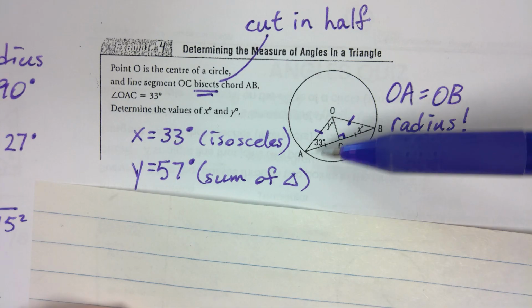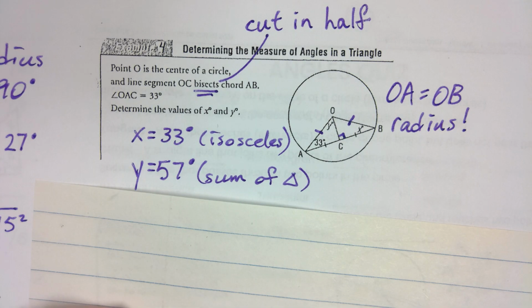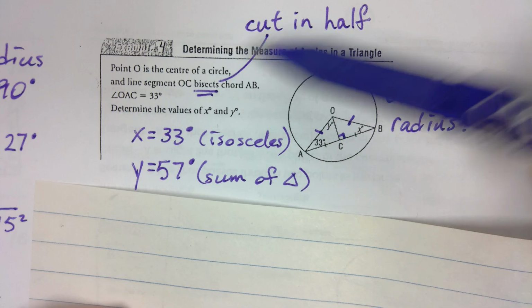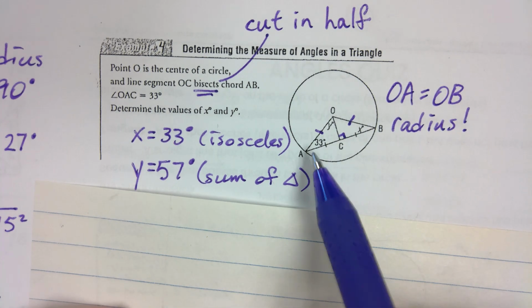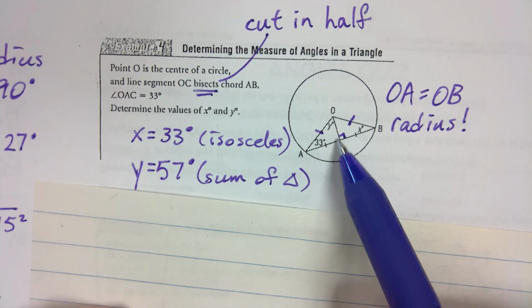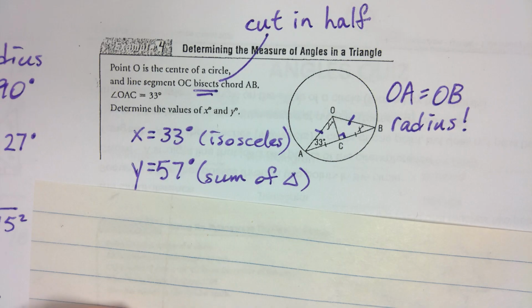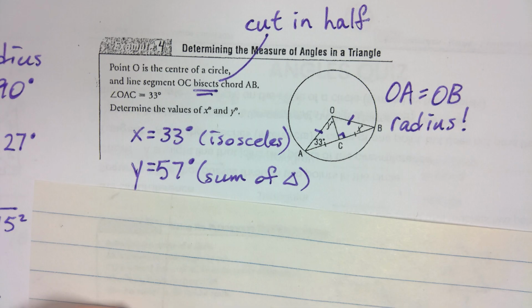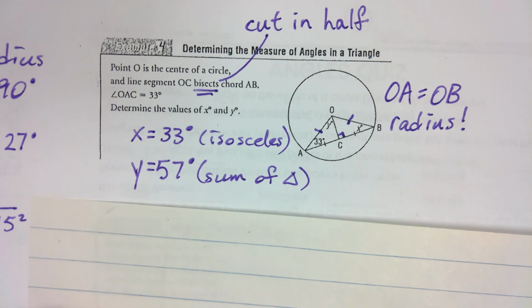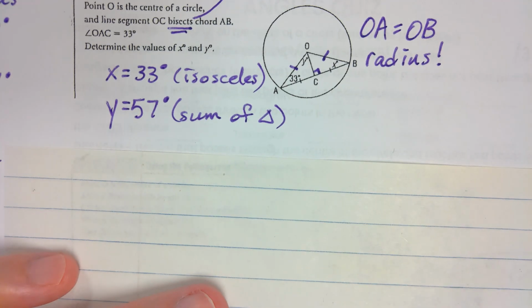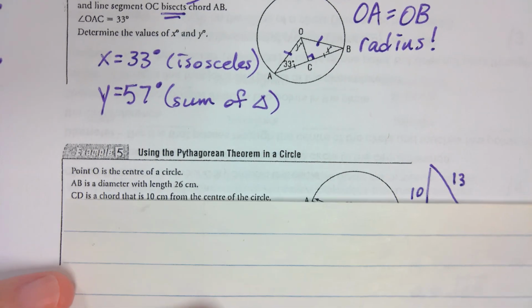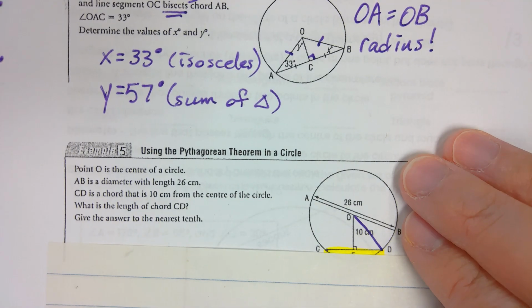All right, so 57, 33, and you know that's 90. How do I know that's 90? Because it bisects right in the middle. And actually that's another property. If you bisect your chord, it's always at 90 degrees as well. It's one of the circle properties. So knowing these properties can help you solve a lot of angles in a circle.